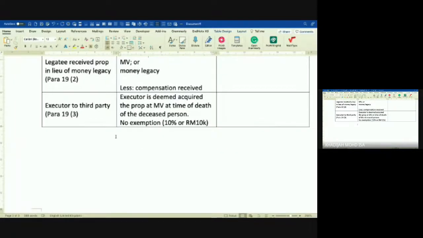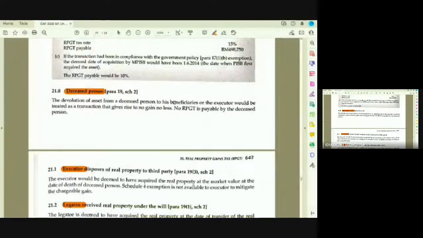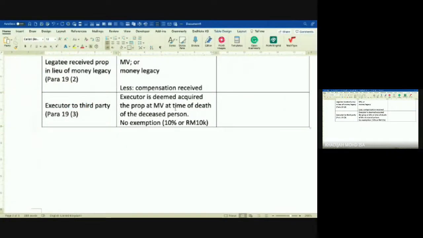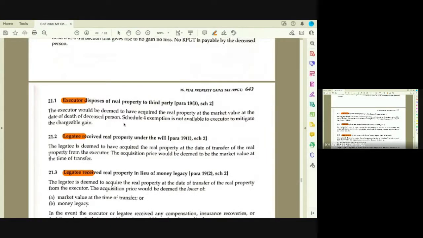And finally, you have the executor to third party. In this case, if the executor disposes of the real property to a third party, under para 19(3) the executor will be deemed to have acquired the real property at market value at the date of death. So the acquisition price would be the market value, which is normally higher, so it's good because more likely the executor will have to pay less tax. And remember that the executor is not an individual, so there's no exemption on the disposal by the executor. In this case, we're talking about an executor transfer where you sell the property to a third party.